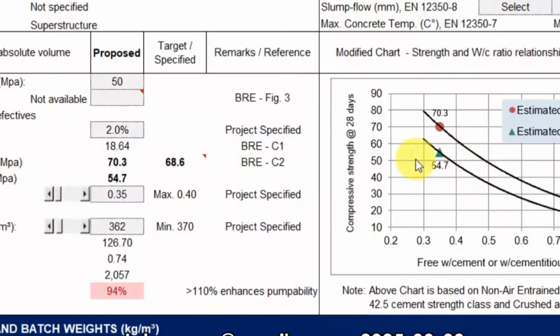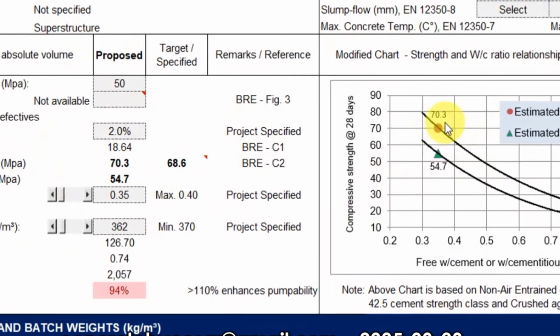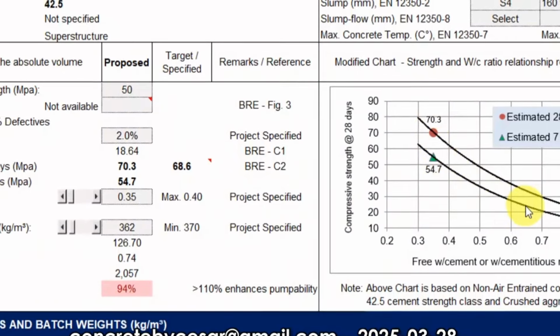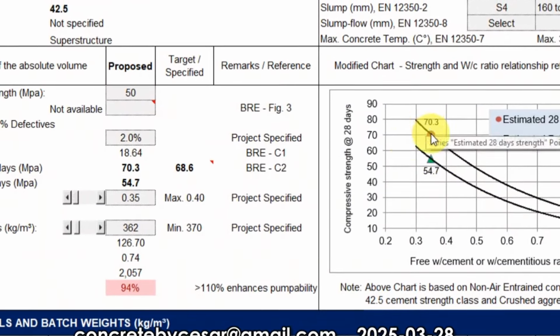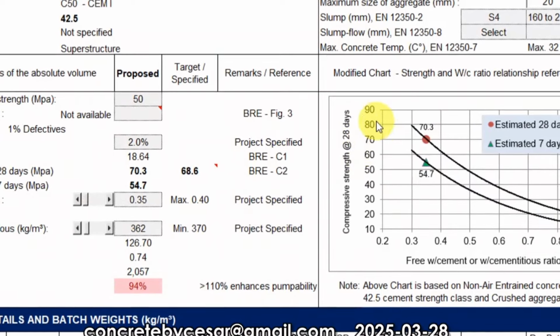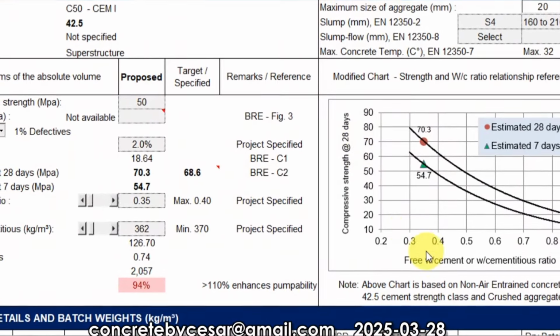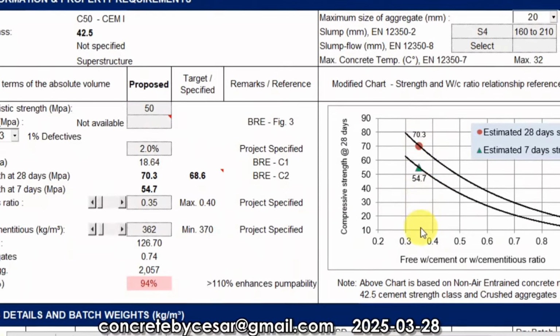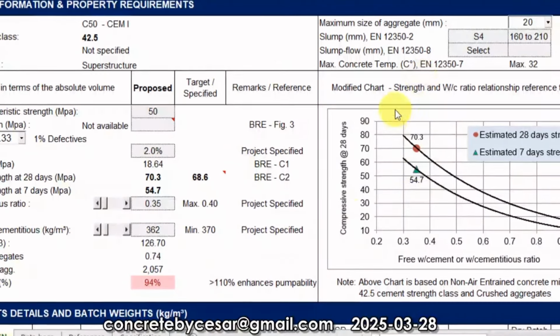And here, simultaneously, you can see that the data is moving upward as a trend of compressive strength. So, based on the compressive strength with an equivalent water cement ratio, you can also see it from this chart, the modified chart.